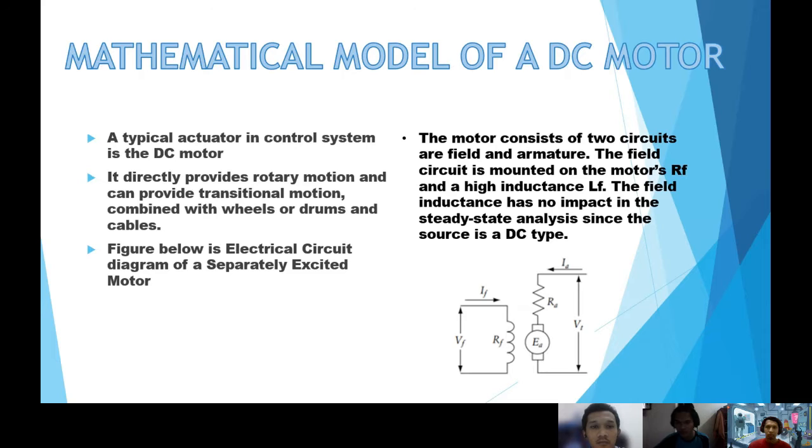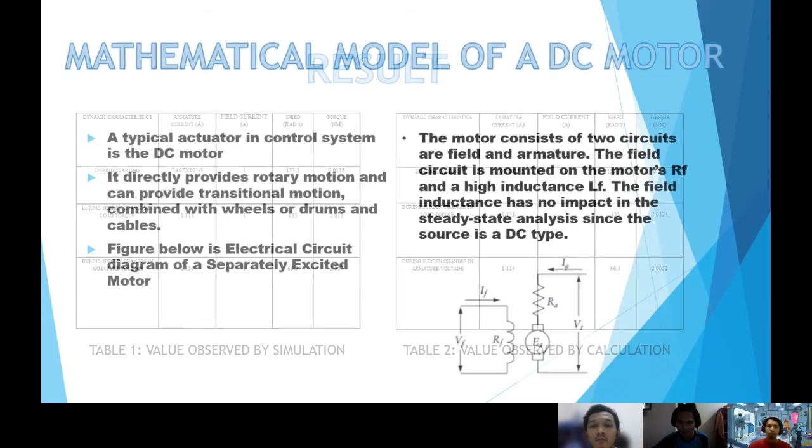So the motor consists of two circuits, field and armature. The field circuit is modeled with the motor's resistance RF and a high inductance LF. The field inductance has no impact on the steady state analysis since the source is a DC type.